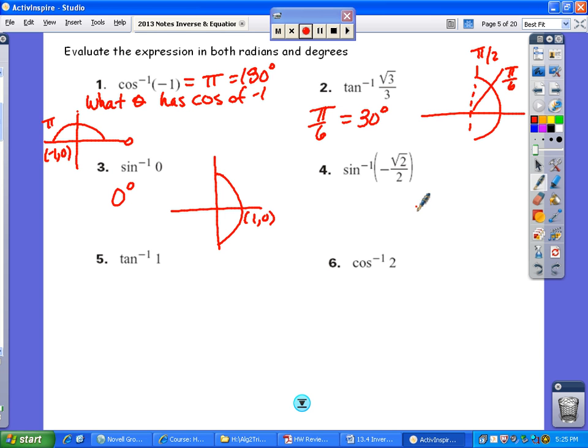All right, sine again. My restrictions are between negative pi over 2 and positive pi over 2. Since we want our result to be negative, we know sine is negative in the fourth quadrant. So that means we're going to have an angle down in the fourth quadrant. All right, so what family is this? Hopefully you said the 45 family. But since we want to be in the fourth quadrant and I'm restricted between negative pi over 2 and positive pi over 2, my answer is going to be negative pi over 4, which is equal to negative 45 degrees.